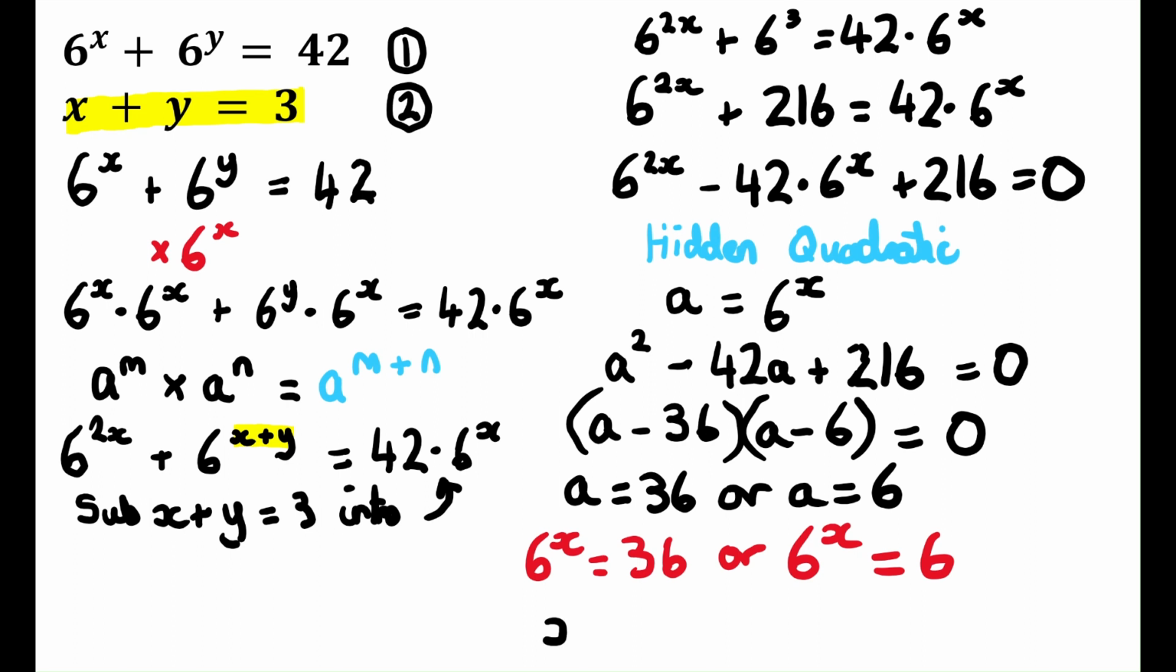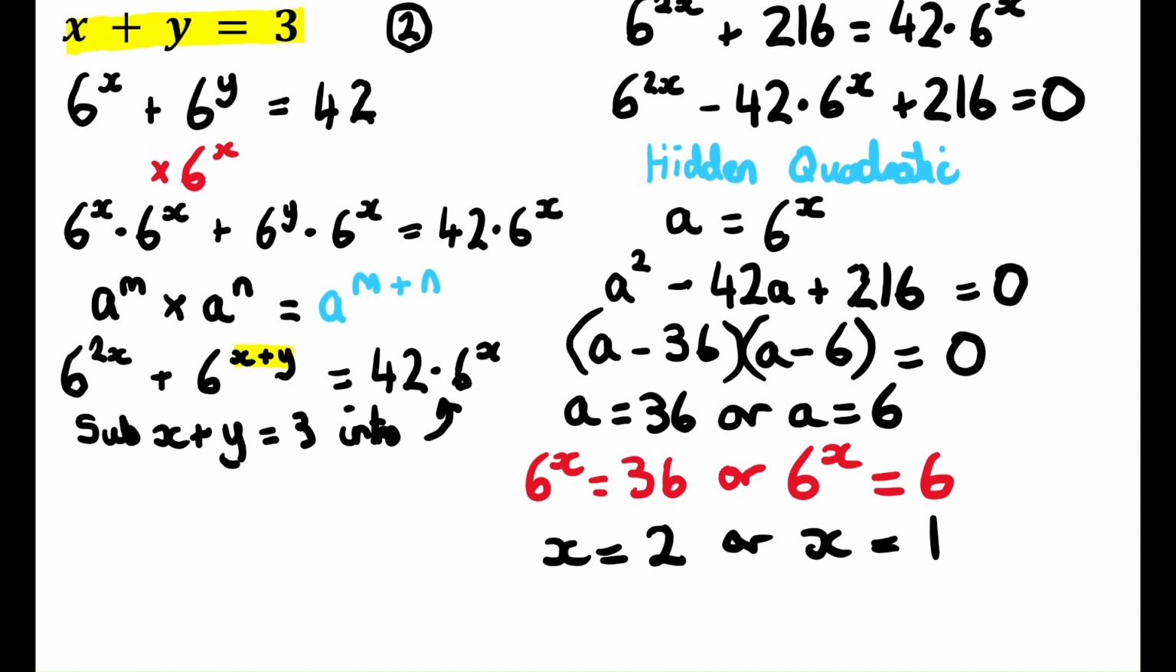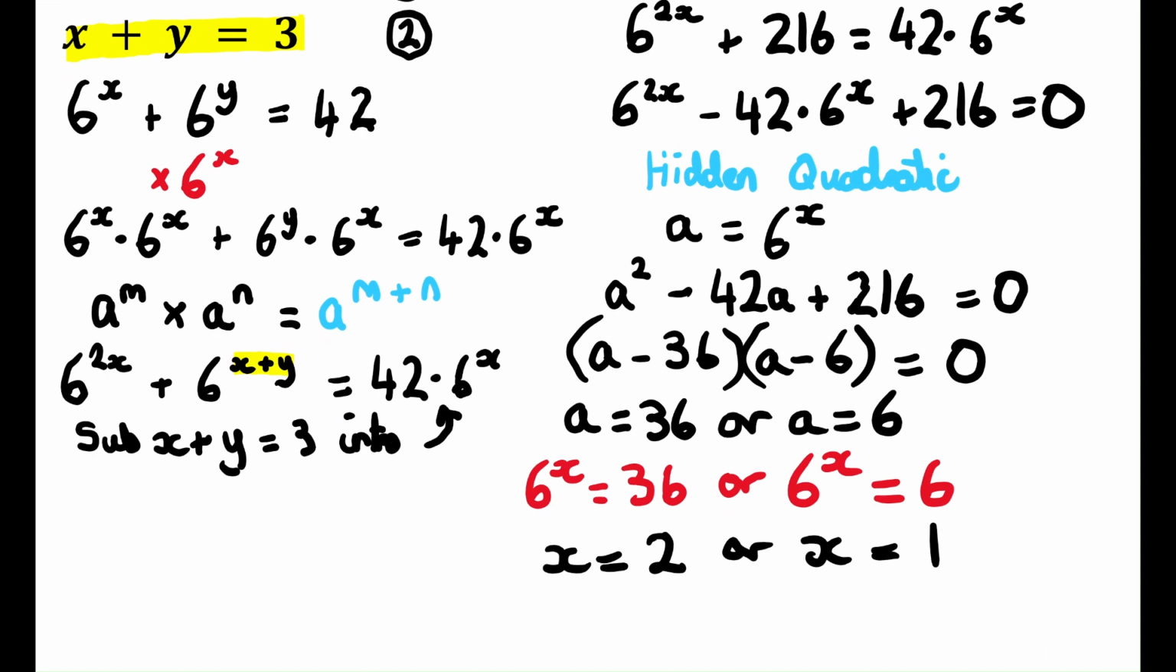Hence, x is equal to 2 because 6 squared is 36, or x is equal to 1. And if we substitute this back into equation number 2, we get that y is equal to 1 or y is equal to 2. And these are our two pairs of answers.